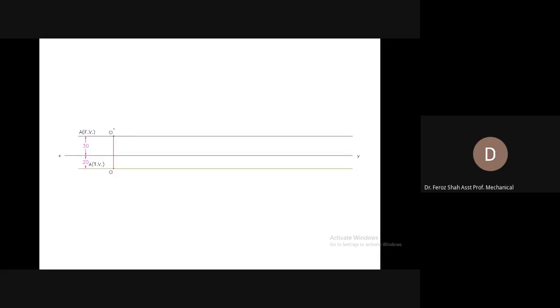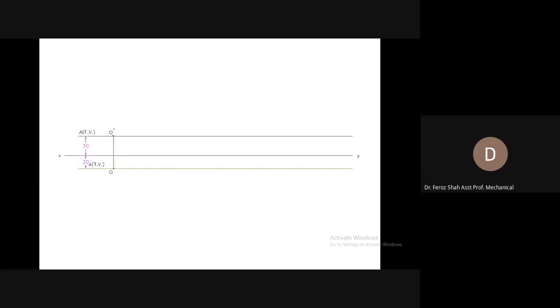Now, the other hint given is that the line is inclined 30 degrees to the horizontal plane. So it must be made 30 degrees with the XY reference line. You have already drawn a locus line parallel to the XY reference line, so you can measure this angle from this line as well, as this locus line is already parallel to the XY reference line. Also you are given the true length of the line, which is 80 mm.